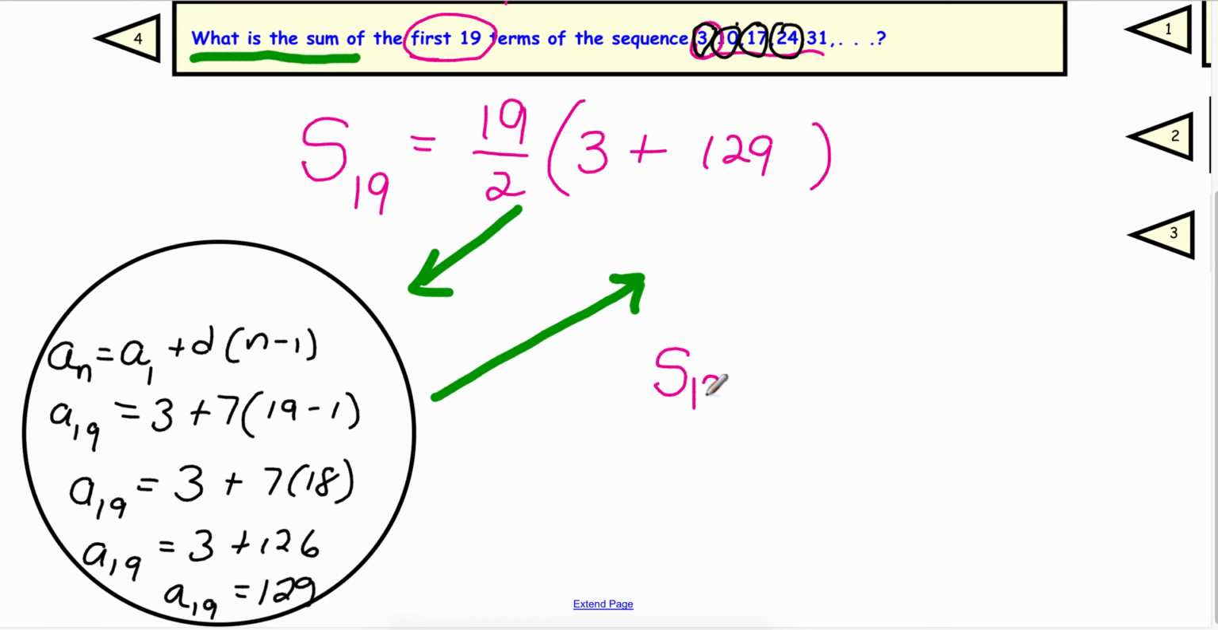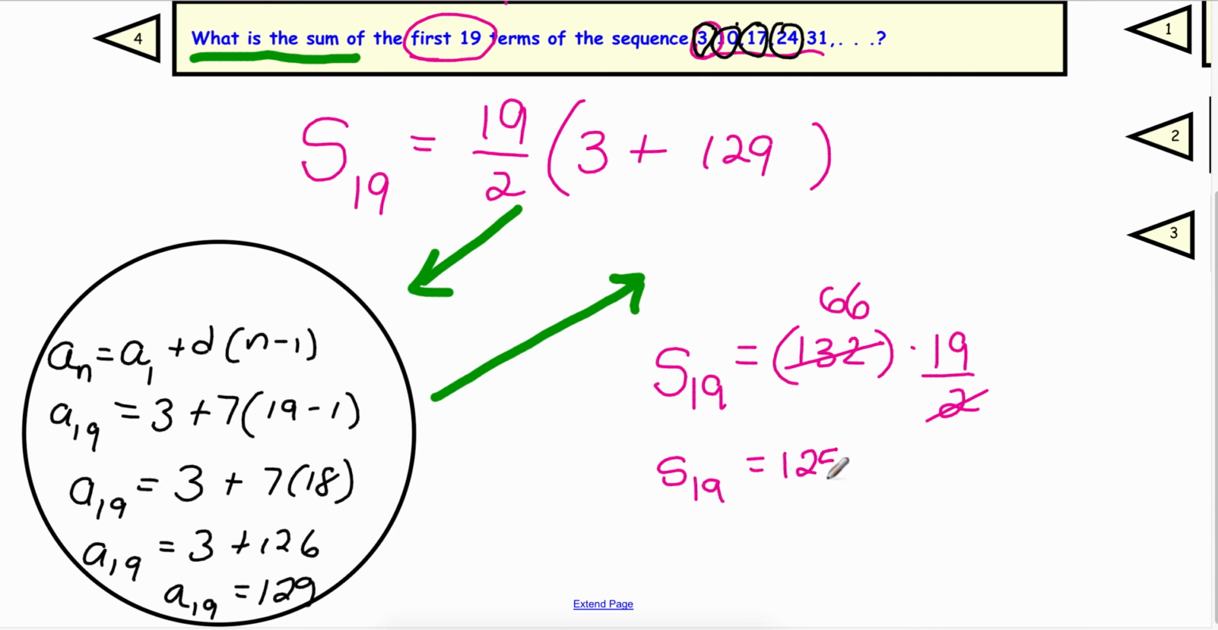So the sum of my first 19 terms is 3 plus 129, which is 132. And I'm going to multiply that by 19 over 2. I'm going to do some work here first. You guys will obviously pull out a calculator, but I'll take the 2 in the denominator and cancel it with 132, which is in the numerator. That goes in there 66 times. And then what is 66 times 19? So therefore, the sum of my first 19 terms is 1,254.